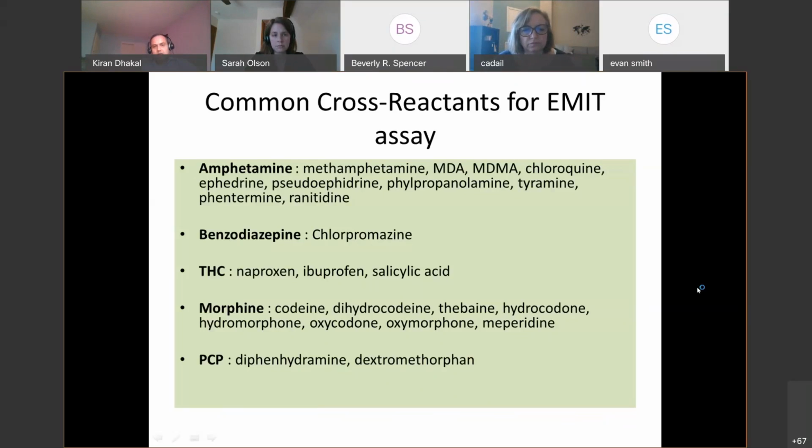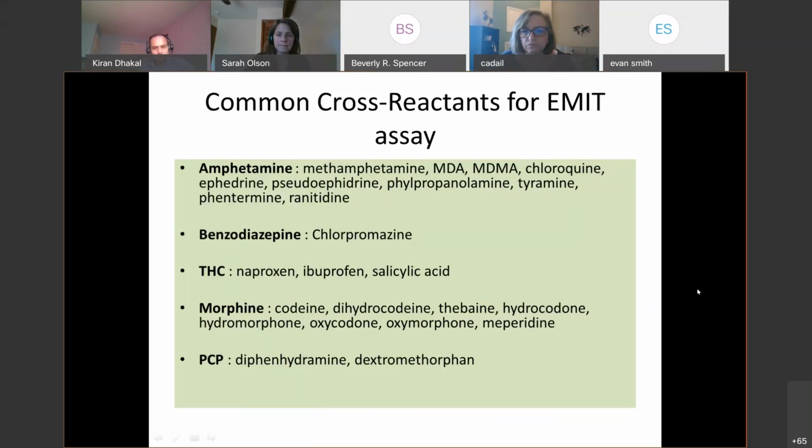Similarly, the benzodiazepine immunoassay, because all the benzodiazepines share the same chemical structure, and all the assays will be reactive to the benzodiazepines. All the benzodiazepines available in the market will react with the benzodiazepine assay. On top of that, chlorpromazine is another drug commonly interfering with benzodiazepine. Similarly, in the THC assay, naproxen, ibuprofen, and salicylic acid all give a false result.